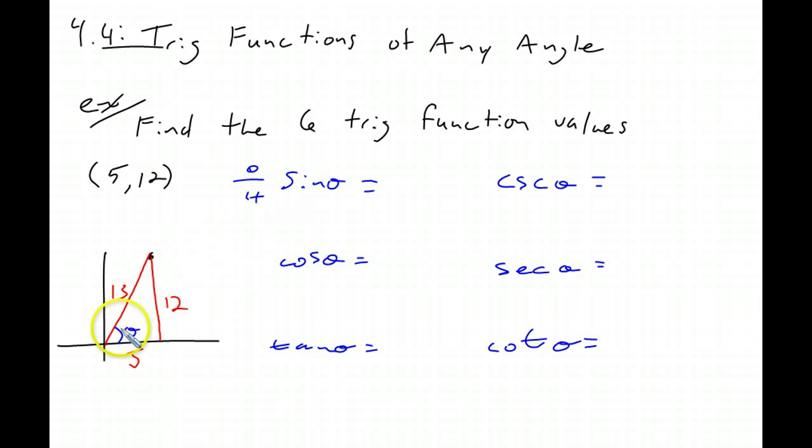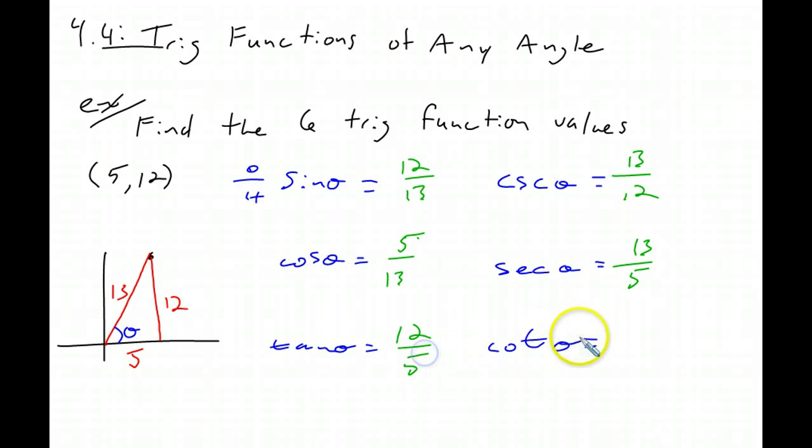Sine theta is opposite over hypotenuse, so from your theta, opposite is 12, hypotenuse is 13, so opposite over hypotenuse is going to be 12 over 13. Cosecant is his brother, so you can flip that. Cosine is adjacent over hypotenuse, so 5 over 13, and secant, flip cosine, so 13 over 5. Tangent's opposite over adjacent, so 12 over 5. And cotangent, flip your tangent. I do not like writing 5s today.